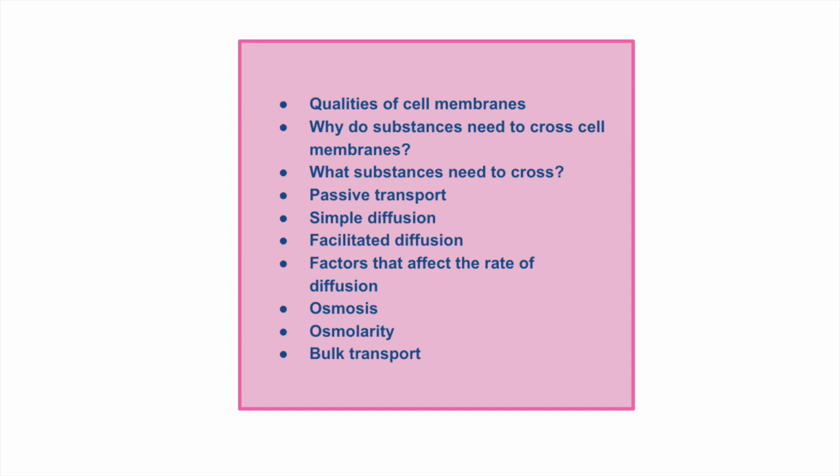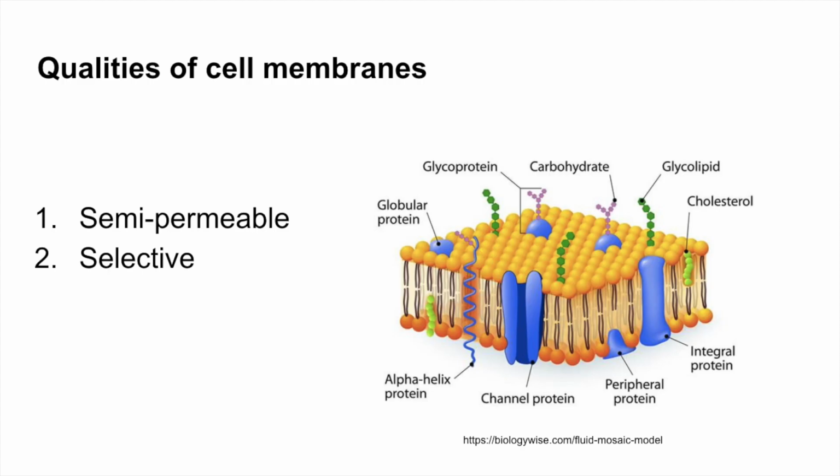Let's get started. Two of the most important qualities of cell membranes are: one, that they're semi-permeable, meaning only certain materials can freely cross. Typically, large and charged substances are blocked. And two, they're selective, meaning membrane proteins regulate the passage of material that cannot freely cross.